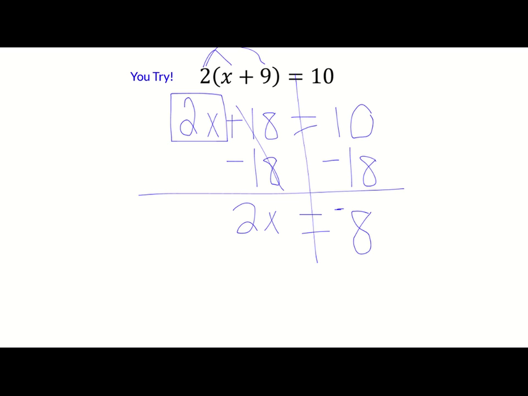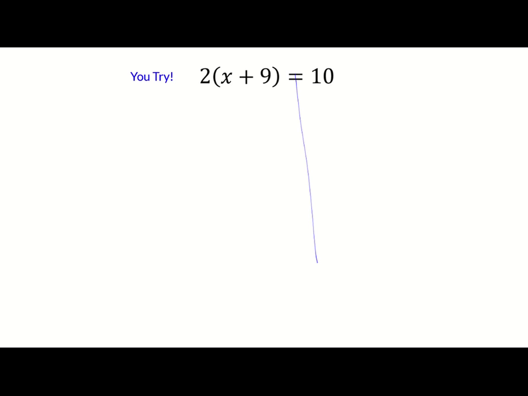Now we just want x. X is being multiplied with 2, so we need to divide 2 on both sides. And we will have that x is equal to a negative divided by a positive is negative, and 8 divided by 2 is 4. So x equals -4.